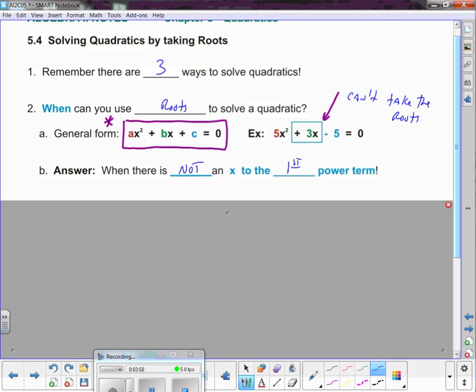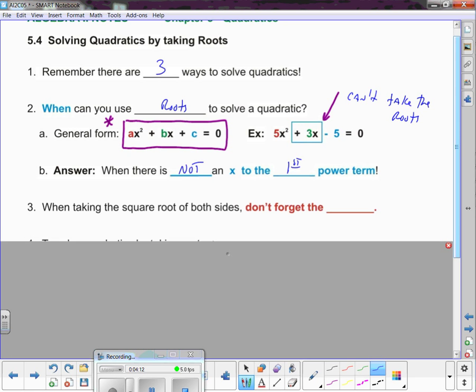Okay, and I say x, right? The variable could be n, like last night, r, or whatever, right? Whatever the variable is, you can't have the variable to the first power term. If you do, you can't take the root of both sides, except for one special case. And we'll deal with that later on at the end of the lesson. Okay.